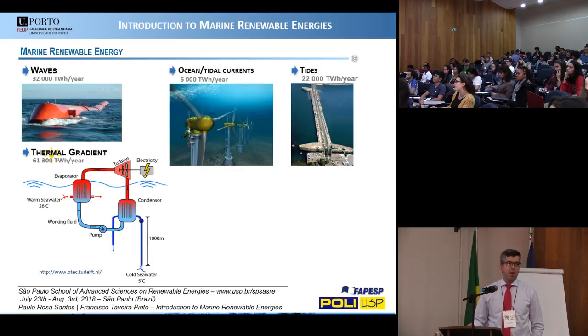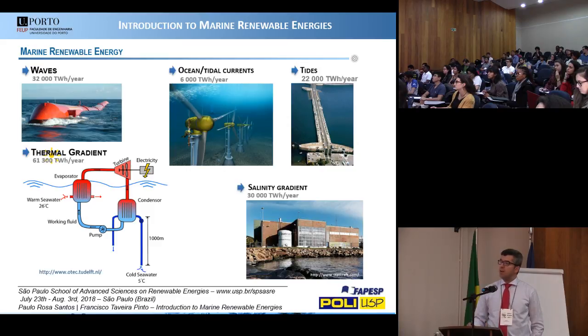We have also the thermal energy of the ocean, because the mass of water in the ocean is at different temperatures at the surface and deep in the ocean. And the salinity gradients. So in the mouth of the rivers, when the rivers enter the sea, we have salinity gradients that also are a source of energy. So these are, let's say, what we call the ocean energy resources.